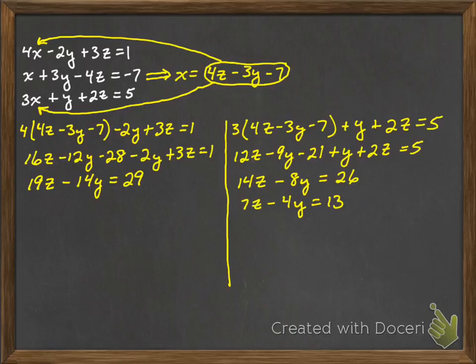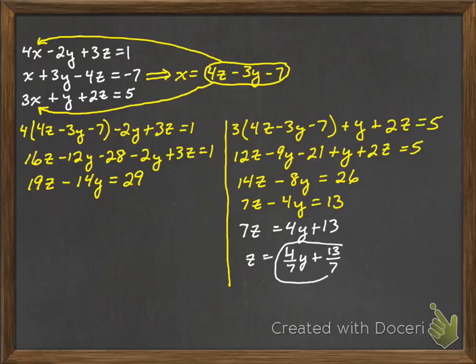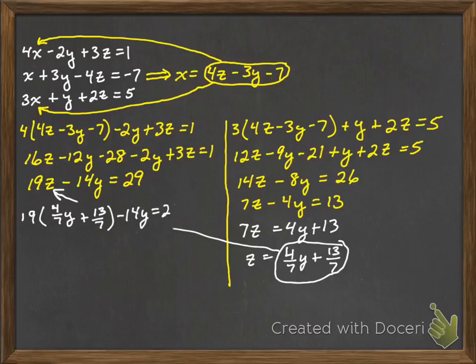So solving for z will give me 7z equals 4y plus 13, and dividing gives me z equals 4/7 y plus 13/7. We'll now take this and substitute it back in to this equation for the z value. All right, so that's going to give us 19 times 4/7 y plus 13/7 minus 14y equals 29.